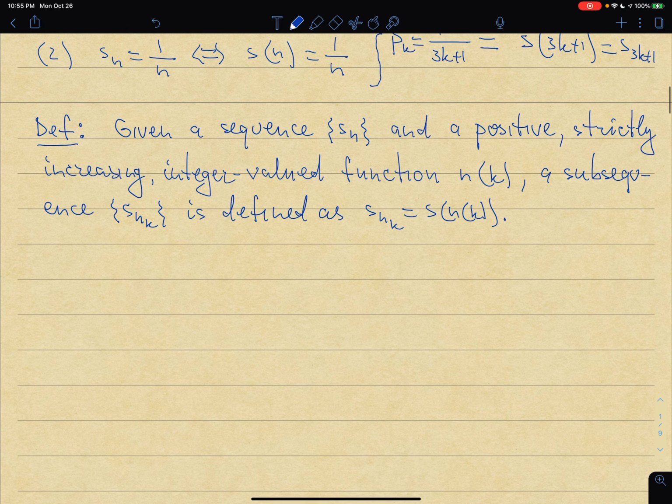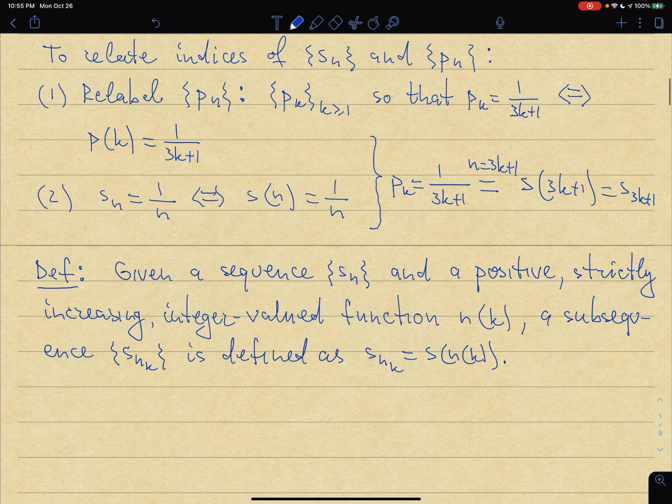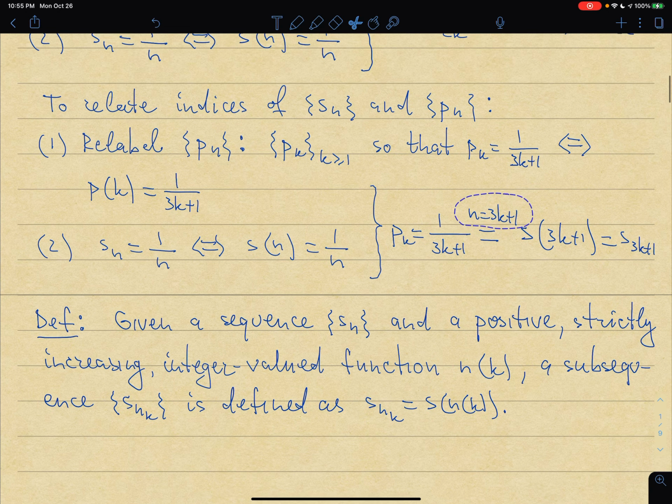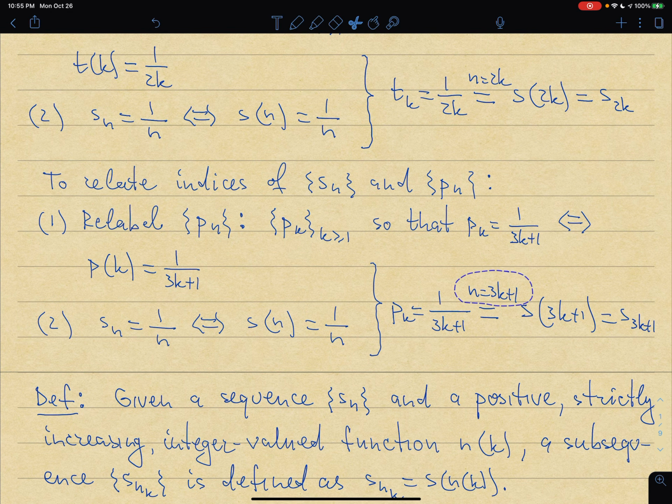So basically this is exactly the same thing as what I did in the examples above. In this case I had a function n of k equal to 3k plus 1. Clearly 3k plus 1 is an increasing function which has positive integers as input and positive integers as output. Same thing here: the function n equal to 2k has positive integers as input and positive integers as output. And both of these functions are, of course, strictly increasing.